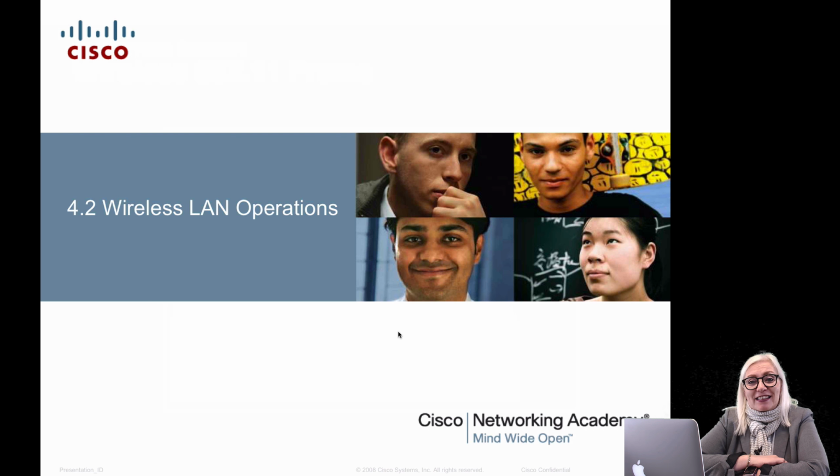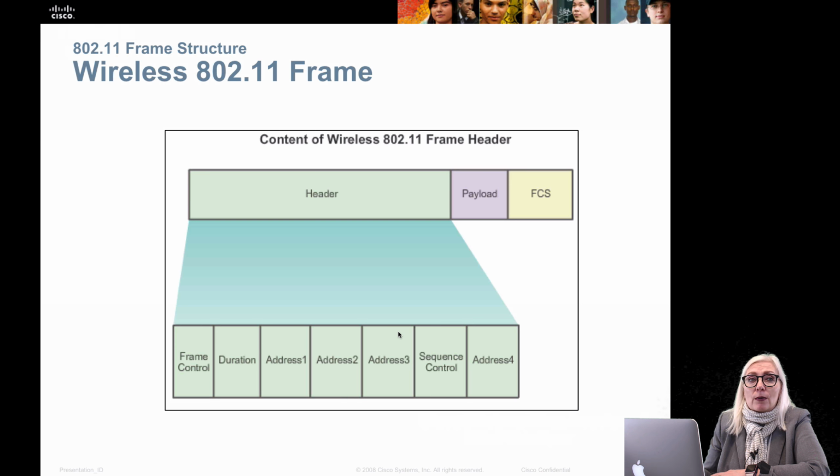Hi, this is a presentation of wireless LAN operations, and it is a part of my CCNA3 course. In this chapter, we will look at how the wireless communication actually works.